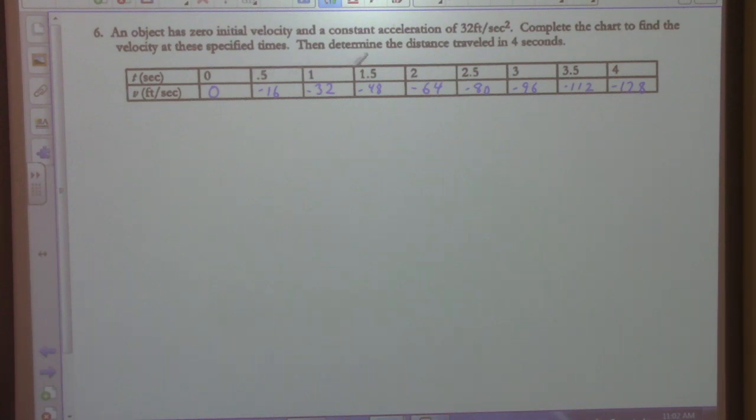Then to determine the total distance traveled, complete the chart to velocity, determine the distance traveled in 4 seconds. What does this not tell you? It doesn't tell you which method to use, right? Nope. Which method would you use? I don't know. Why don't you use a trapezoid on this one? Okay, is that what I just did? Use the trapezoid.